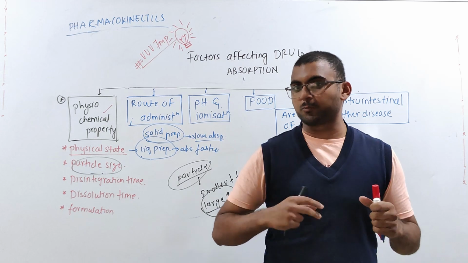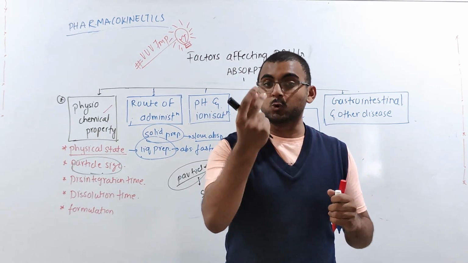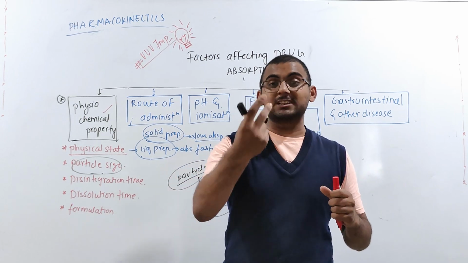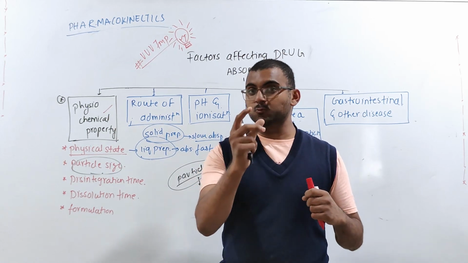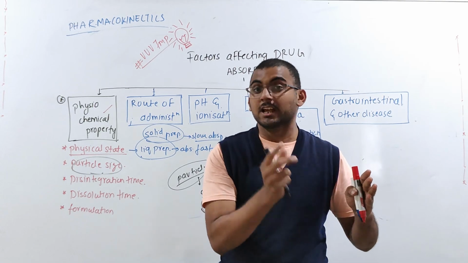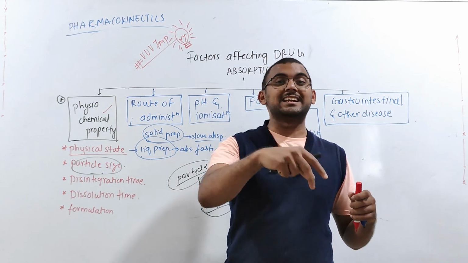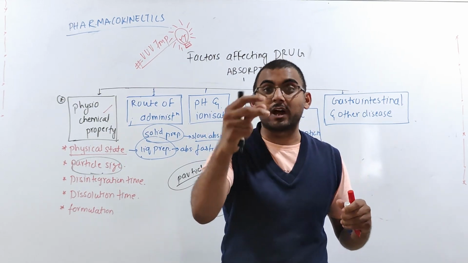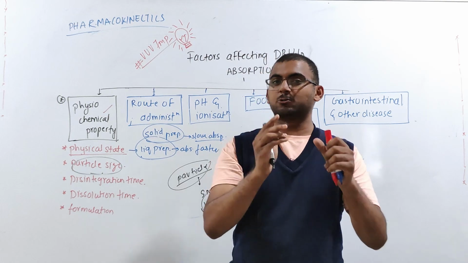Now why do I want my absorption to be reduced? Because I want the anti-helminthic drug to act on the worms which are there in my stomach. I don't want that anti-helminthic drug to be absorbed into my systemic circulation as fast as possible. I want that drug to act on the GI system. That's why I am going to slow down the absorption.